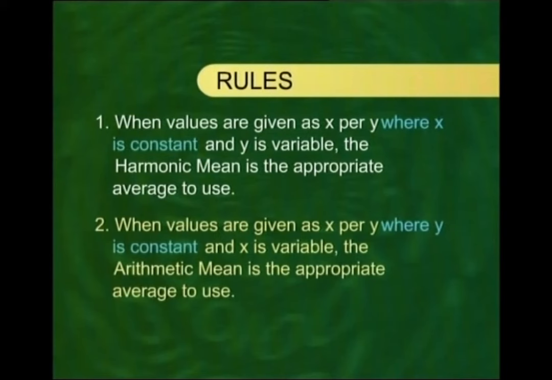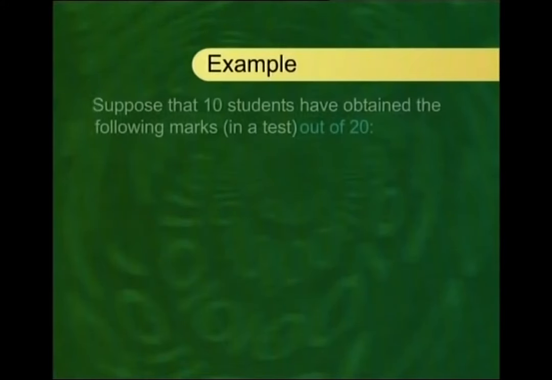If we are averaging rates x per y but it is not x which is constant, rather it is y which is constant, the answer to this question is that in this scenario it is the arithmetic mean which is the appropriate average. Let me explain this to you with reference to an example.